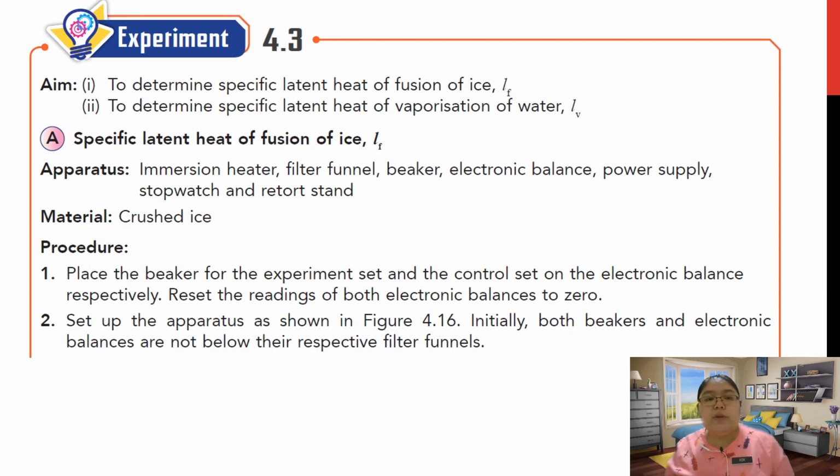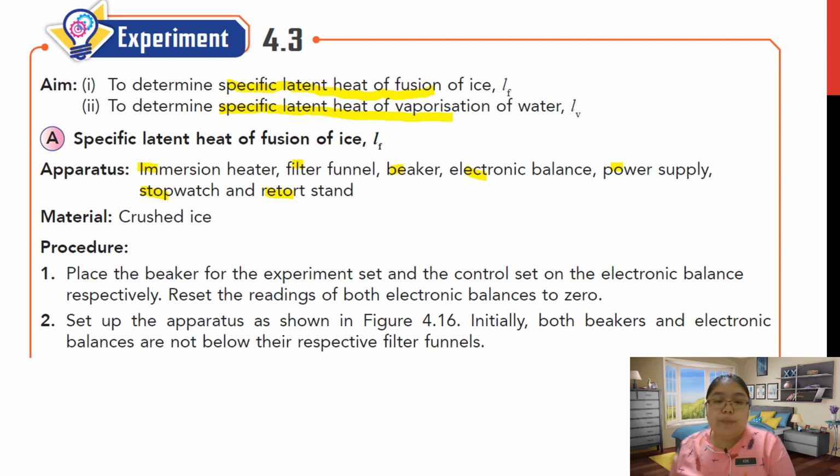Okay, for this one topic, we have two experiments. First one, there's the specific latent heat of fusion. They want to find what the number is. Another one is the latent heat of vaporization for the water. So let's see what apparatus they're using. They're using the heater, filter funnel, beaker, electronic balance, power supply, stopwatch, and rheostat.